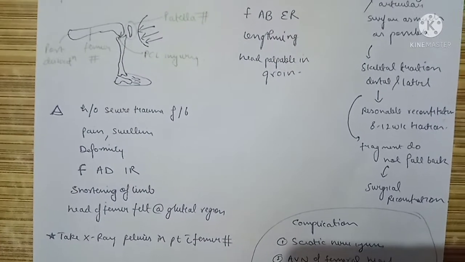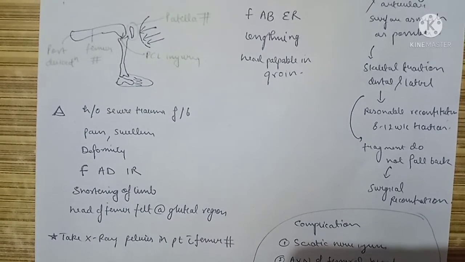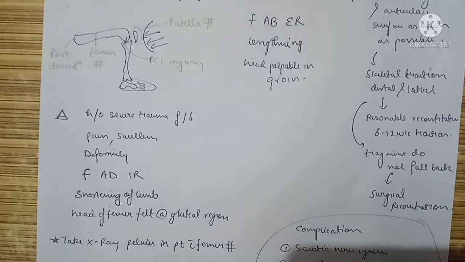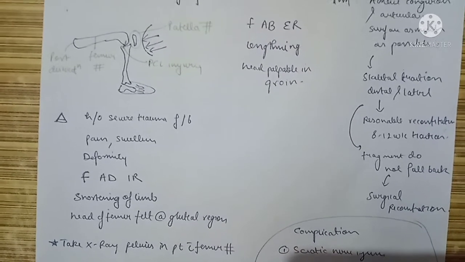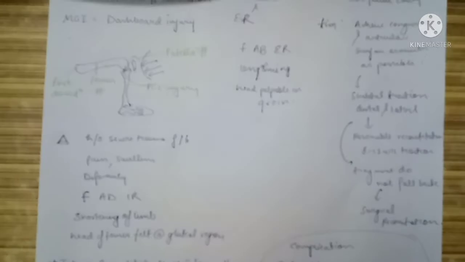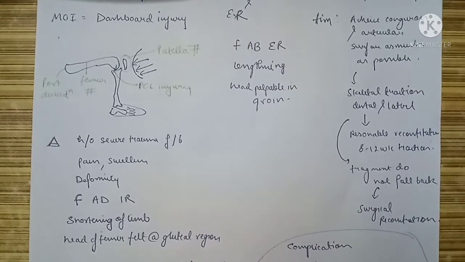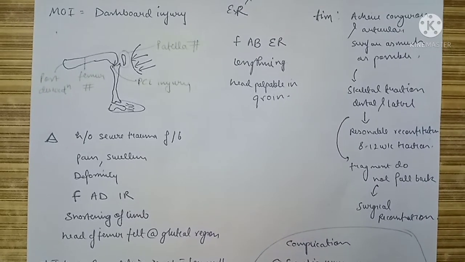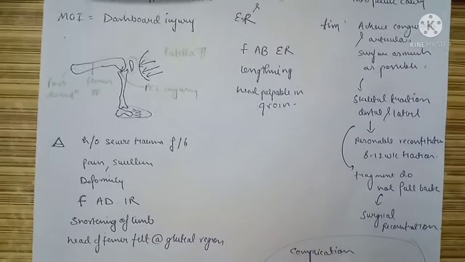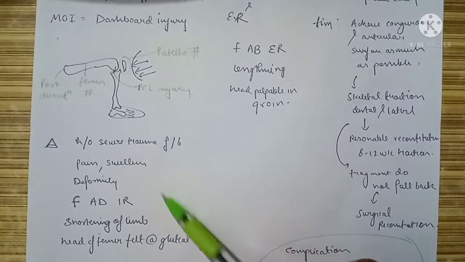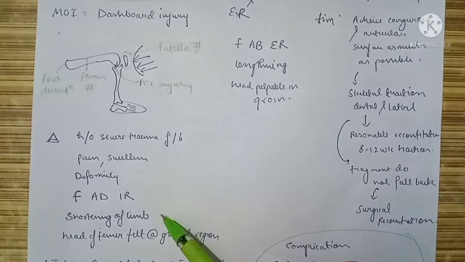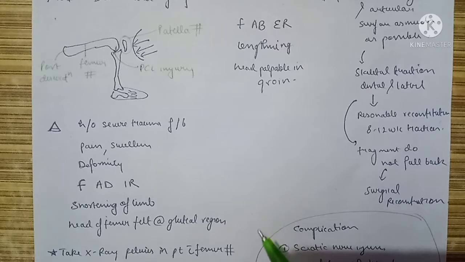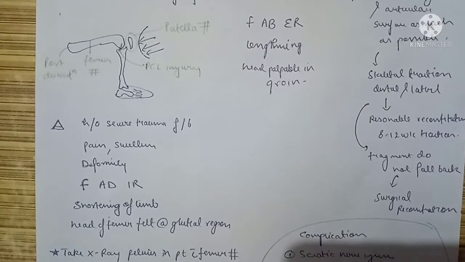Also, on examination of a patient with posterior dislocation, the head of femur can be felt in the gluteal region, whereas in a patient with anterior dislocation, the head of femur will be palpable in the region of the groin. Also, most patients with posterior dislocation are going to present with these classical symptoms, but sometimes a patient with femur fracture may be missed for posterior dislocation.